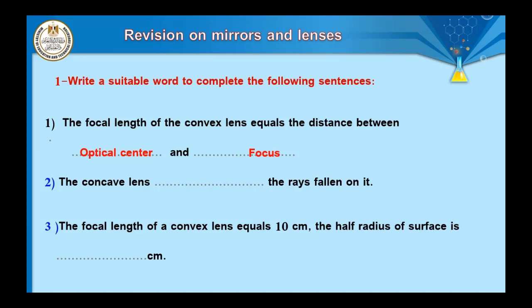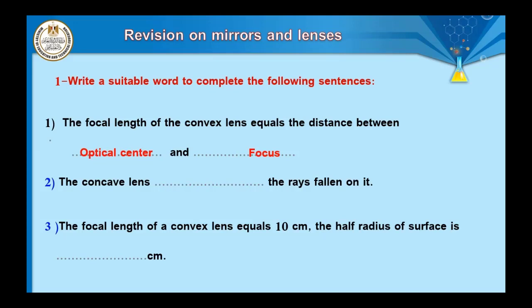Question number two. Concave lens, space rays falling on it. We know that lenses can be classified into two types: convex lens and concave lens. What is the difference between the two types of lenses? Convex lens is thick at the middle and thin at the two tips. Concave lens is thin at the center and thick at the two tips.